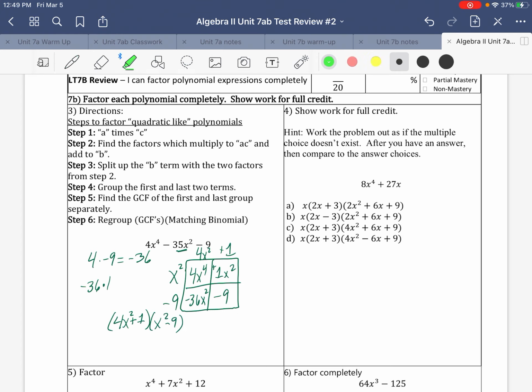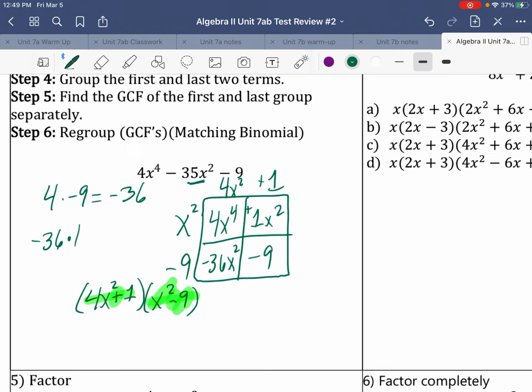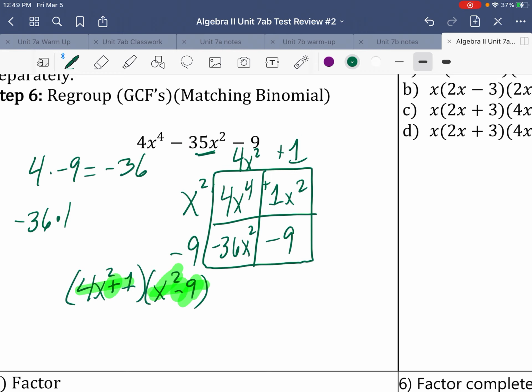At this point, we need to look at, are there any difference of squares? So we're looking, is there a subtraction? No. You can't factor this binomial. Second one, is there a subtraction? Yes. Can you square root both terms? X squared, square root is x. Square root of 9 is 3. So yes, we can. So that one, we can actually break that down further.